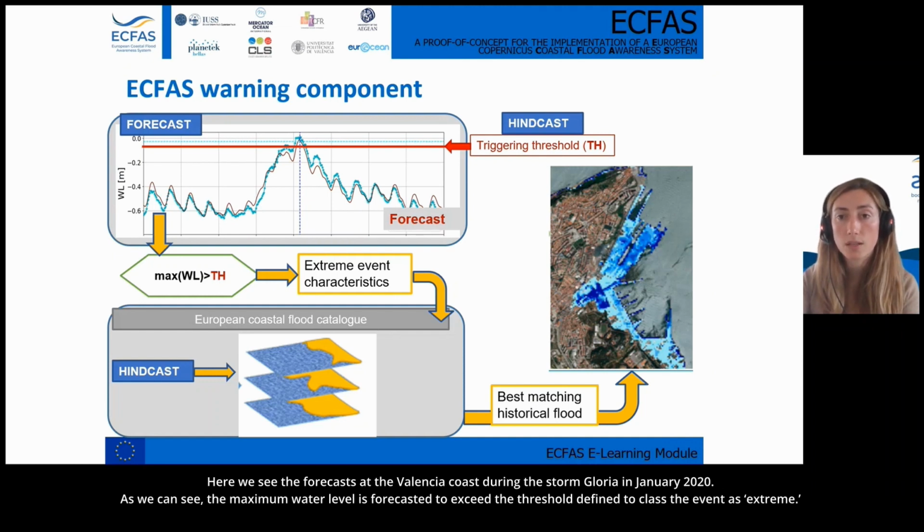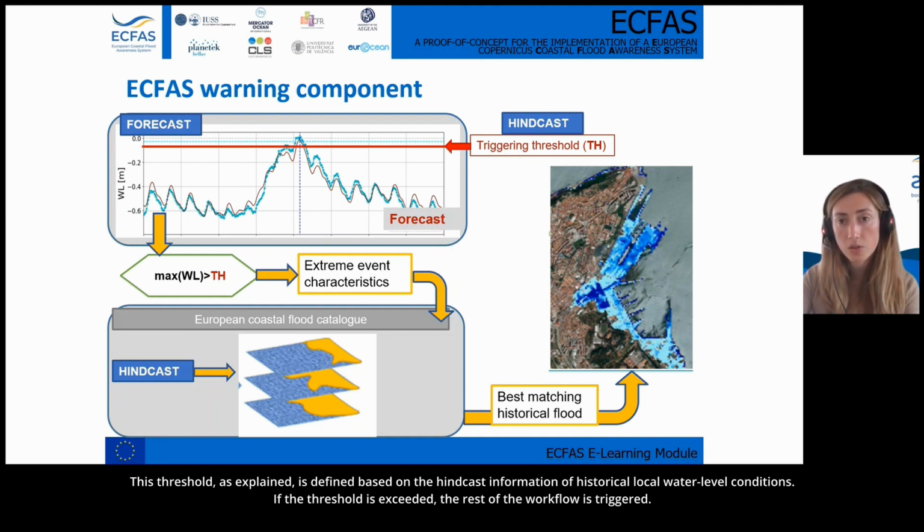Here we see the forecasts produced at the Valencia coast during the storm Gloria in January 2020. As we can see, the maximum water level during this event is forecasted to exceed the threshold defined to class the event as extreme. This threshold, as explained, is defined based on the hindcast information of historical local water level conditions. Now, if the threshold is exceeded, the rest of the workflow is triggered.